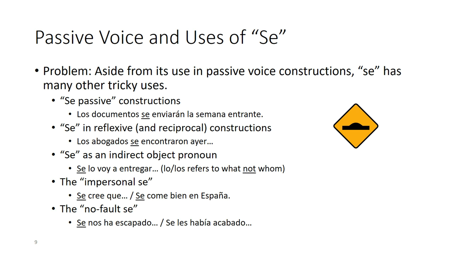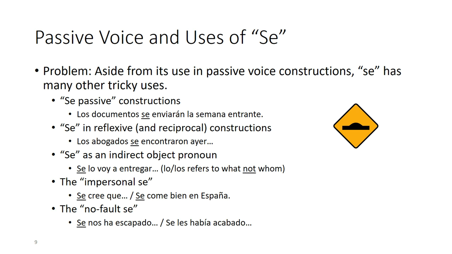You have the se in reflexive and reciprocal constructions. For example, los abogados se encontraron ayer. You have se as an indirect object pronoun. Se lo voy a entregar. One mistake that a lot of native speakers make, say we're talking about the documents. They would say, se los voy a entregar.